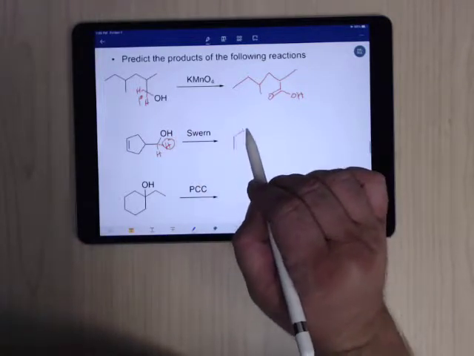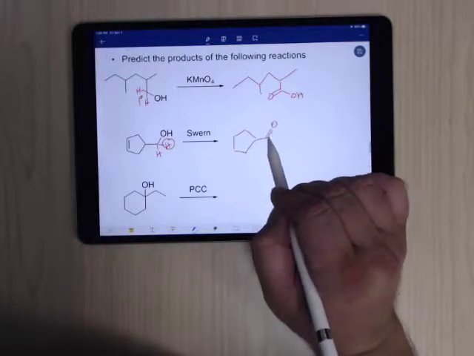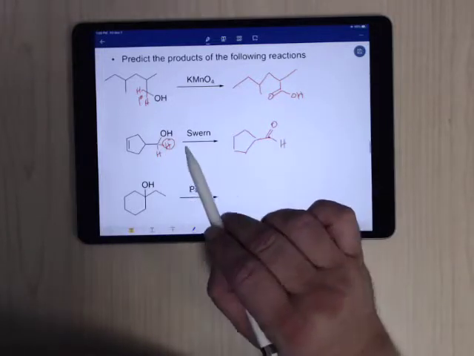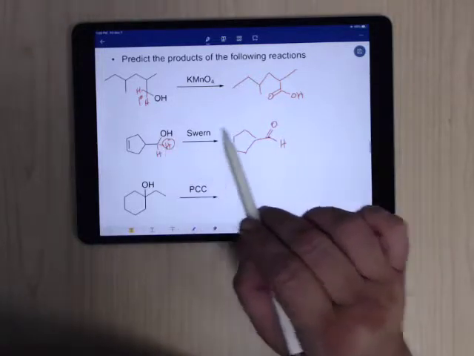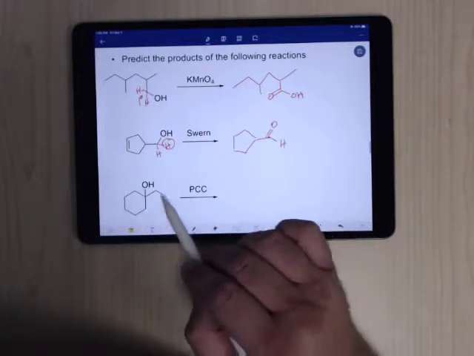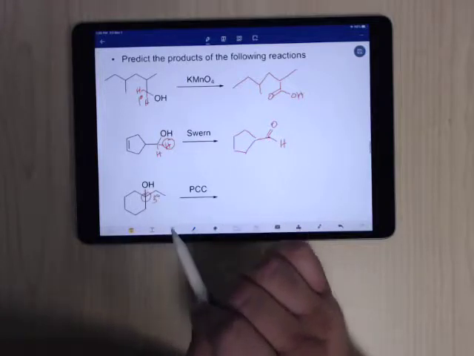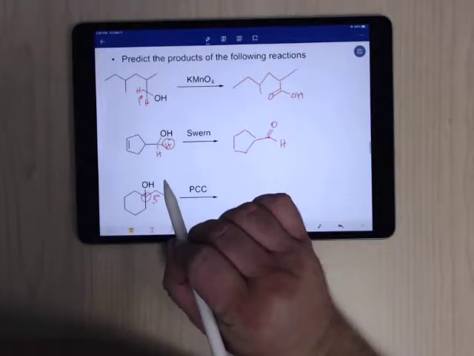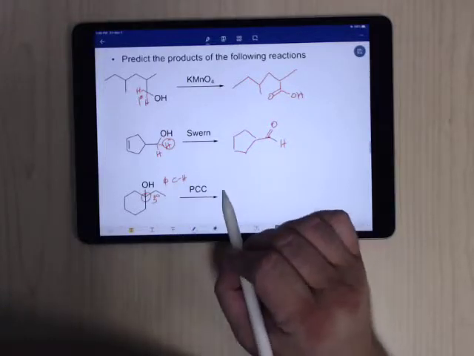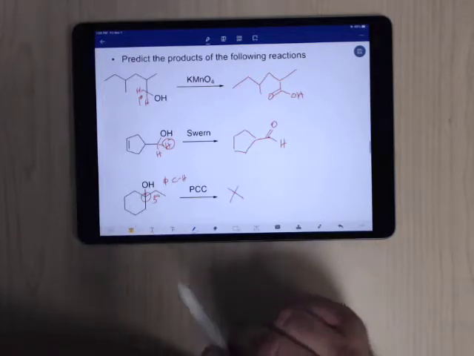Okay, so you're going to end up with this. So you're going to make an aldehyde. So you're going to go from 1 CO bond to 2, and you're only going to burn one of the CH bonds. Same thing going here, right? But here, this is a tertiary alcohol, so there aren't any CH bonds to oxidize. So this one is no reaction because it's a tertiary alcohol.